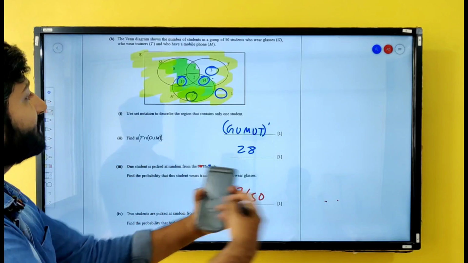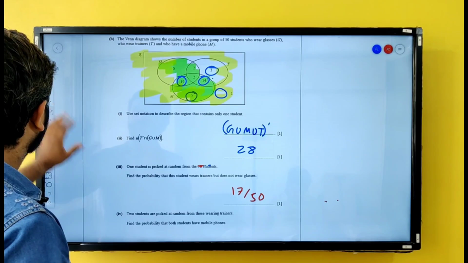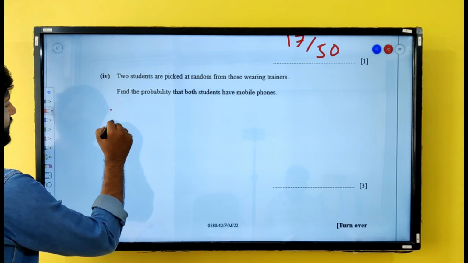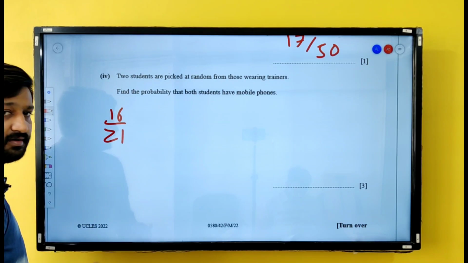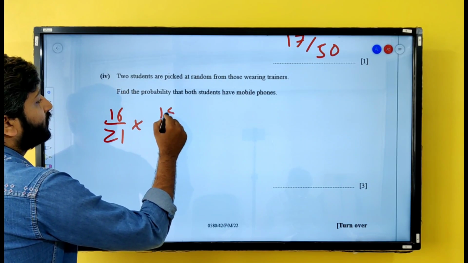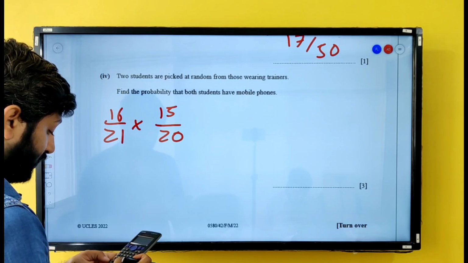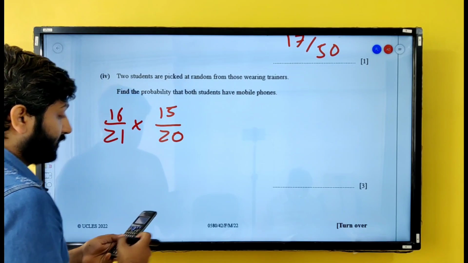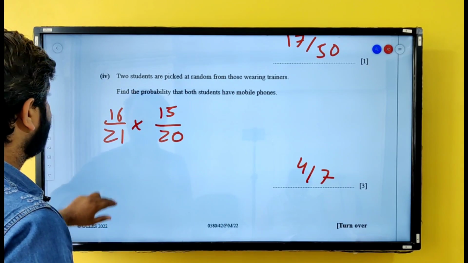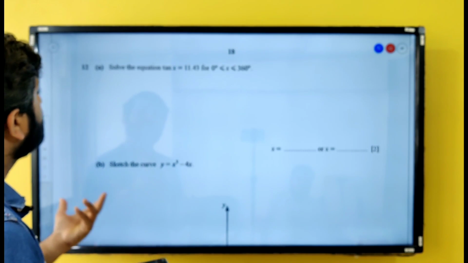Out of those, how many of them have a mobile phone? I think 14 plus 2, 16. So first, let me pick one student. It is going to be 16 upon 21. Now there are only 20 students left who wear trainers, and out of them only 15 have a mobile phone. So 16 by 21 into 15 by 20. The answer is 4 by 7.